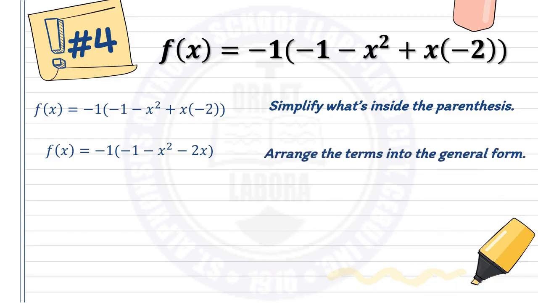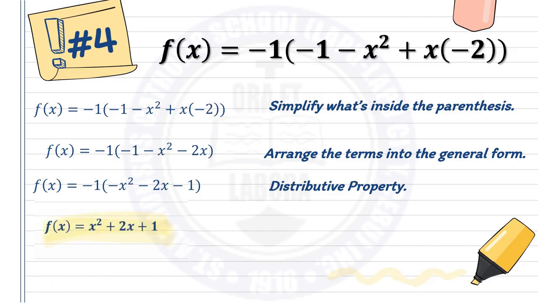Next, arrange the terms into general form. So you will have f of x equals negative 1 times negative x squared minus 2x minus 1. Next, use distributive property in simplifying the given. As we use distributive property, we arrive with f of x equals x squared plus 2x plus 1.